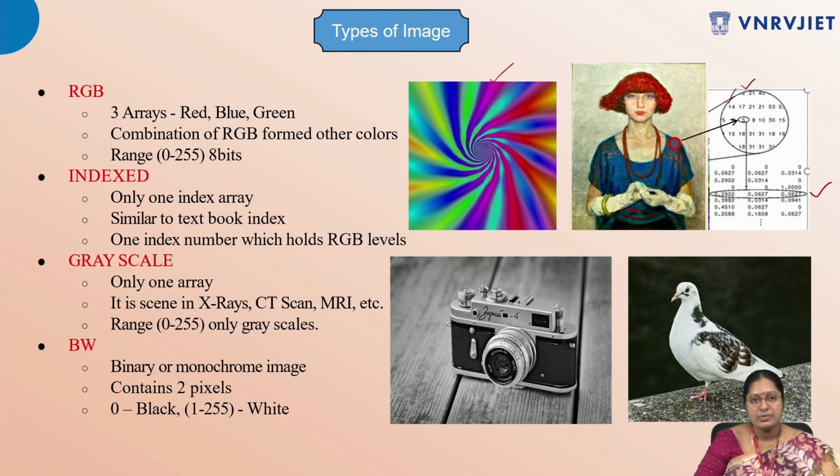The last one is the black and white image, binary or monochrome, also called black and white pictures. It contains 2 pixel values: 0 indicates black, and white is indicated by 1 to 255.